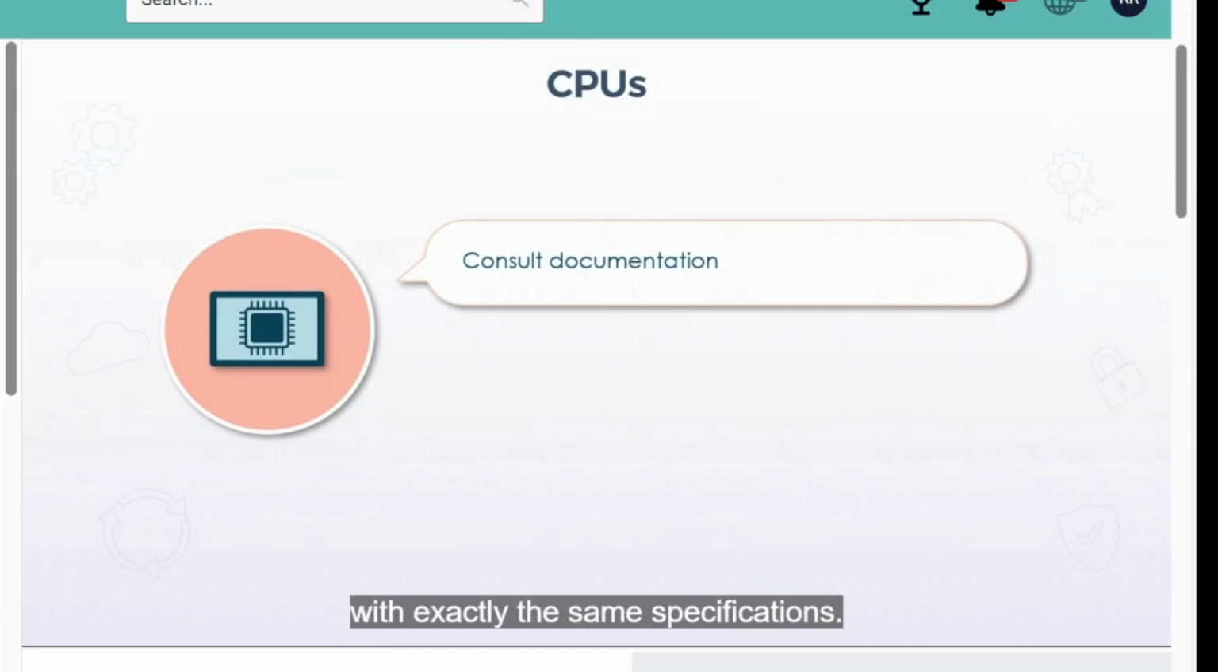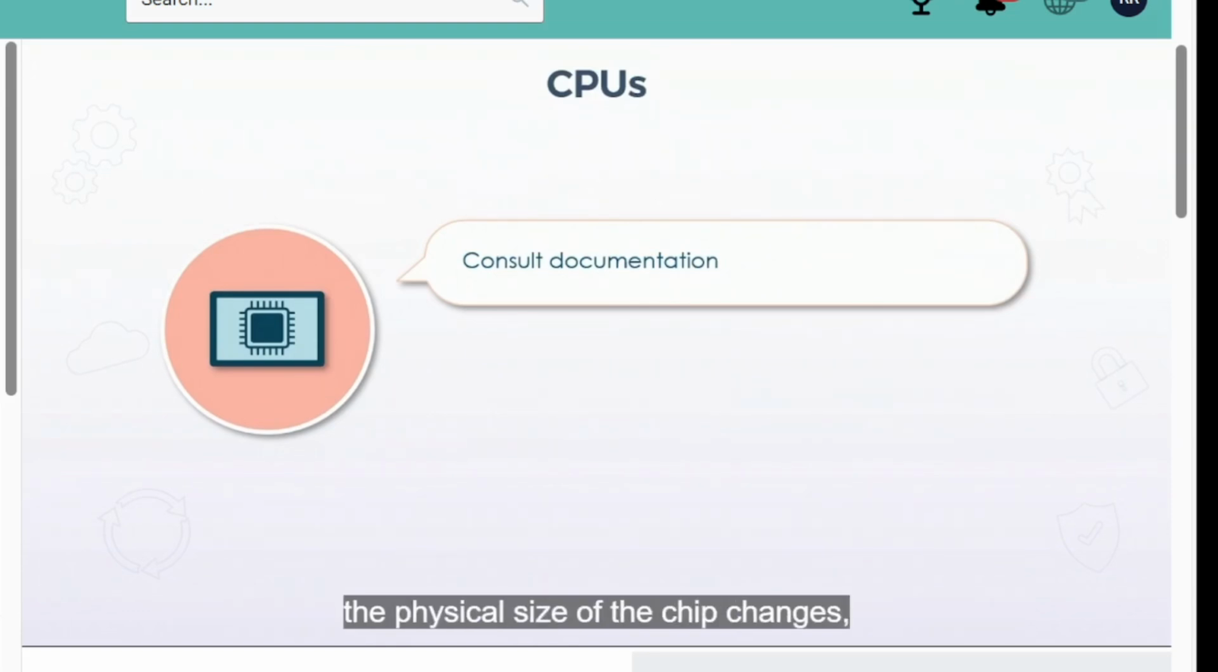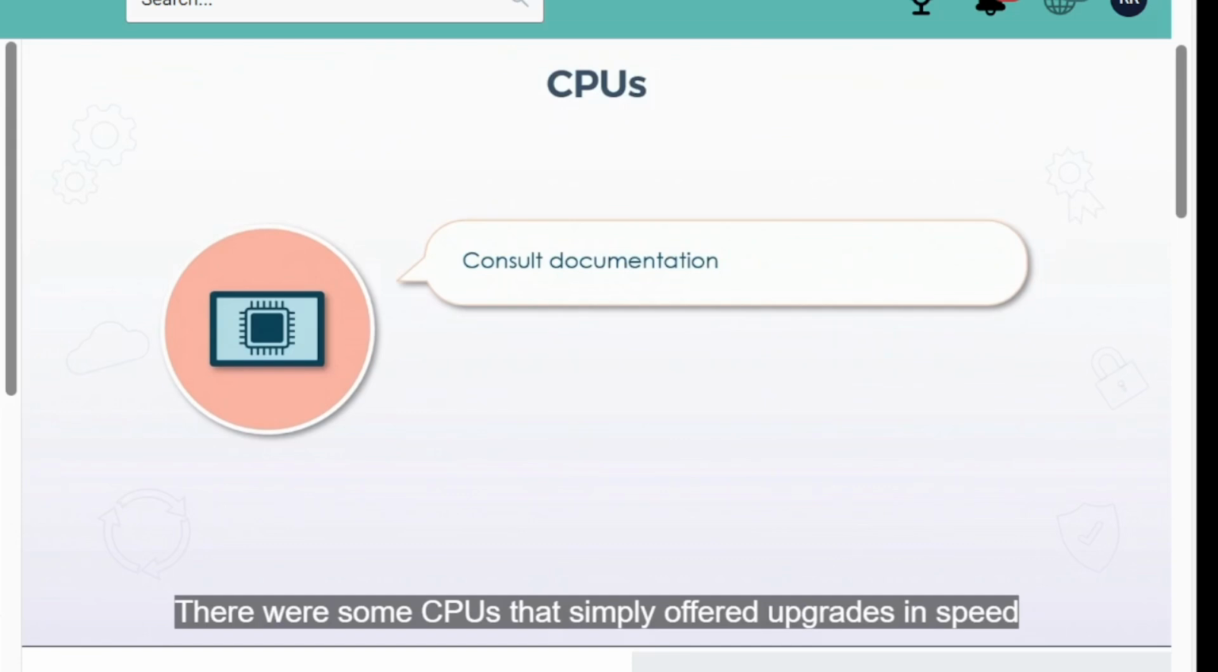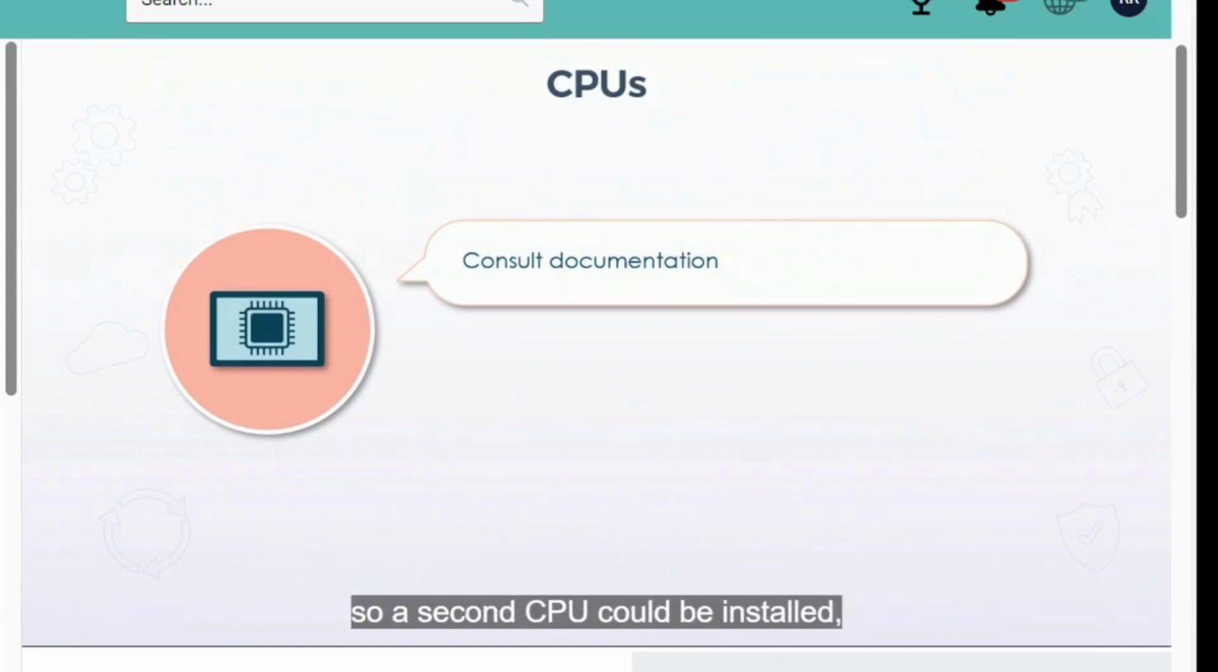exactly the same specifications. In most cases, when a CPU is upgraded by the manufacturer, the physical size of the chip changes, so it simply wouldn't fit into the existing socket. This is by no means a rule, though. There were some CPUs that simply offered upgrades in speed, which could be installed into existing systems, but you just had to make sure that your motherboard supported it. In addition, some motherboards may have more than one physical socket, so a second CPU could be installed, but those were usually only found in specialized or higher-end computers such as network servers.